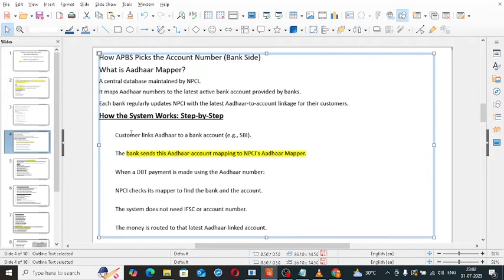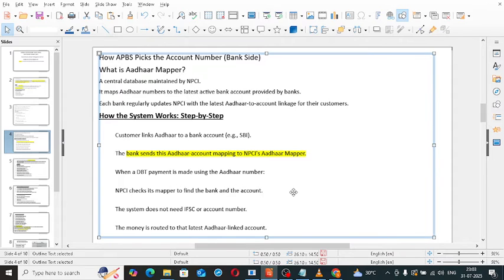The bank sends the Aadhaar account mapping to the NPCI Aadhaar mapper. In our scenario, it is SBI, because I try to open the account in SBI. Once SBI collects my Aadhaar number and creates the account, those details need to be sent to the NPCI Aadhaar mapper database. When a direct benefit payment is made using the Aadhaar number, what will happen? It goes to the NPCI. NPCI checks its mapper to find the bank and the account number.